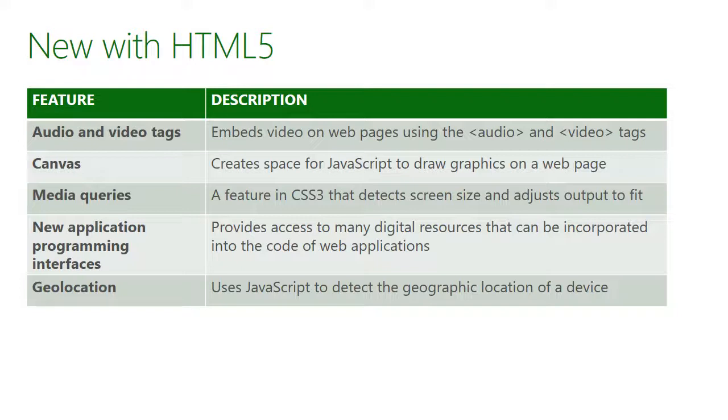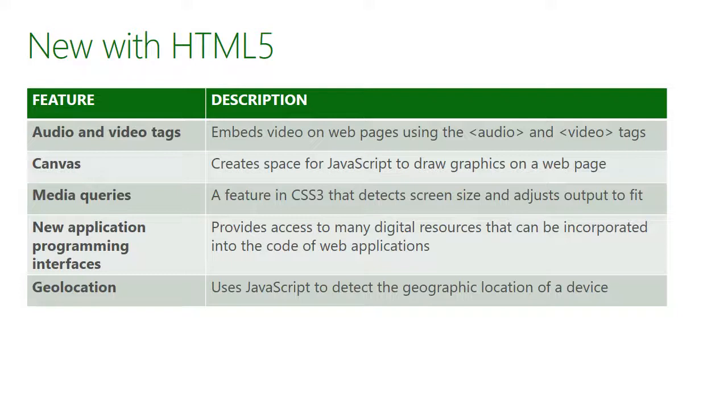We'll also be looking at media queries, which is a feature in CSS3 that detects screen size and adjusts the output to fit. Obviously when we're using a wide variety of different devices in order to view pages on the internet, it's very useful to have media queries, which will detect the size and dimensions of the screen and adjust the output to match.